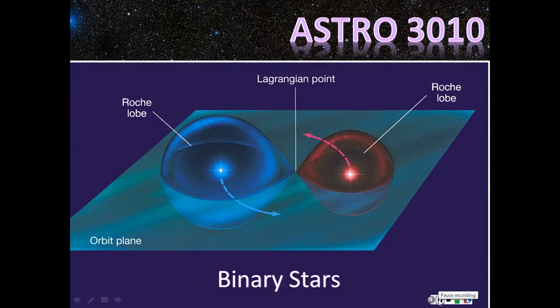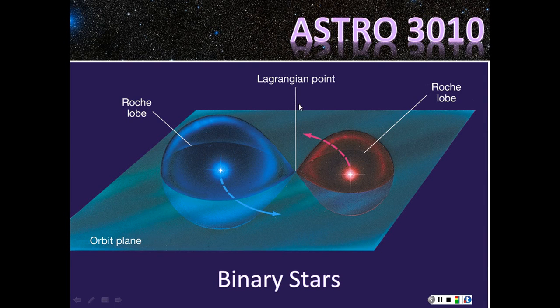So next we're going to talk about binary stars, and in particular how they evolve. First I just want to remind you that we talked about the Roche limit and Lagrange points a little earlier in the semester. Remember, the Roche limit is how close something can approach before it's tidally ripped apart. And the Roche lobe is a similar sort of idea, and it has to do with the gravitational potential. It's a gravitational potential surface in a system of two orbiting massive bodies.